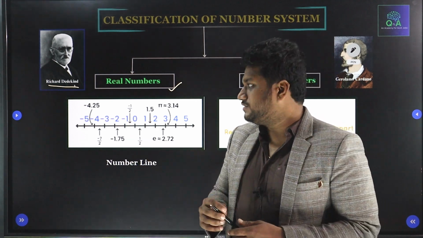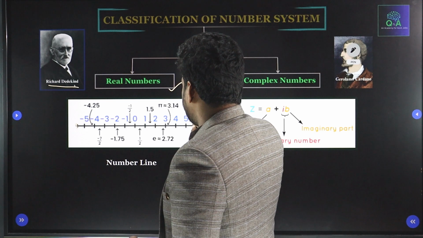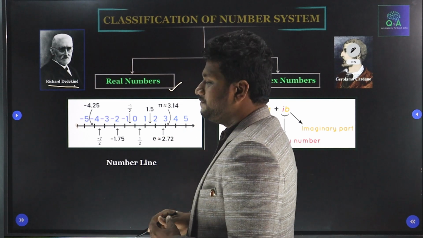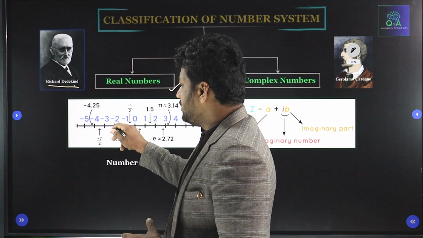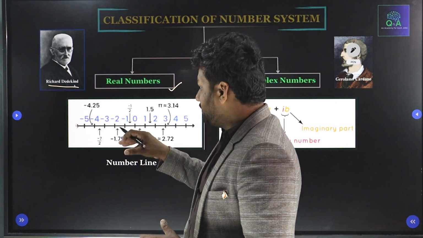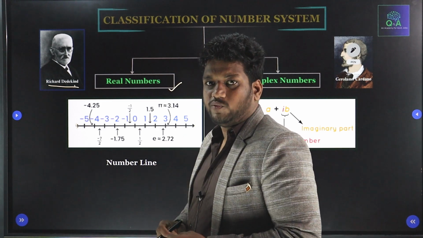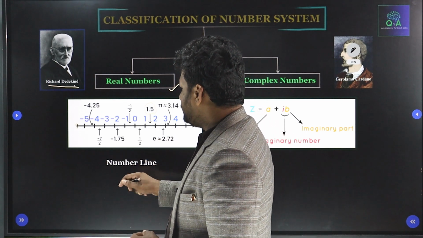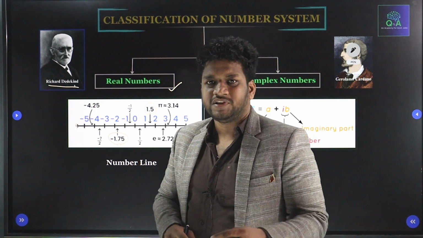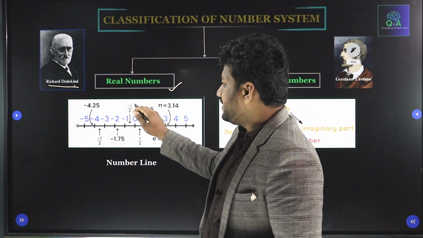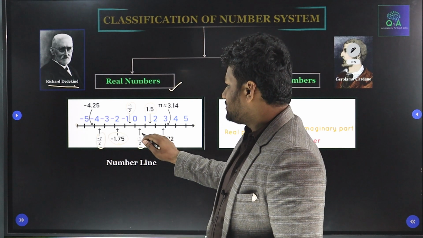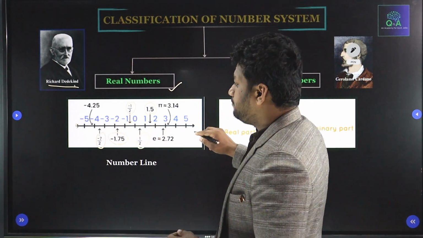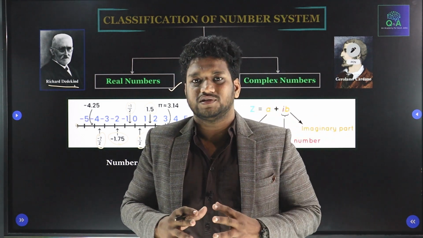Here if you observe this line, it is a number line. On this number line, I have 0, positive numbers like 1, 2, 3, 4 and 5, and also negative numbers like -1, -2, -3, -4 and -5. With this I also have decimal values. Here you can see a positive decimal value which is 1.5 and also a negative decimal value which is -1.75. With this I have fractions as well, which are -1/2, -7/2 and +1/2. Whatever value you can represent on this number line, all of those are called real numbers only.